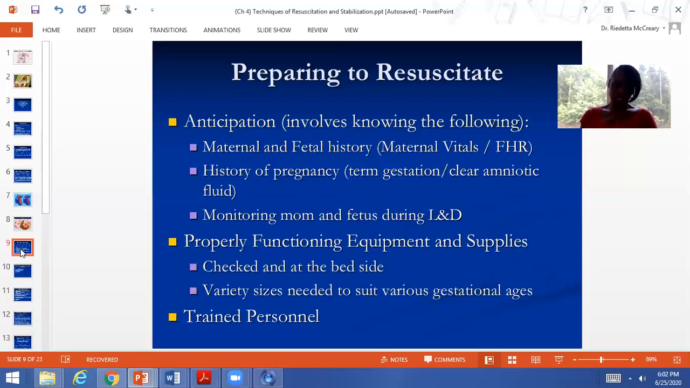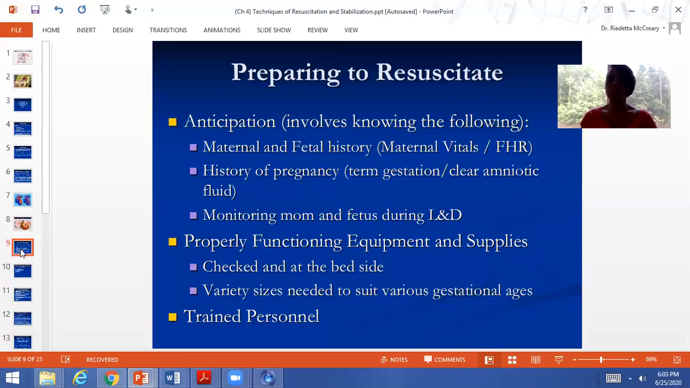Properly functioning equipment also deals with making sure you have a variety of sizes. You may think that the baby is a preemie, and by the time they get the baby out and hand them to you, you're like, man, this baby's been here for a minute. So if you were preparing with just preemie sized equipment and then the baby comes out bigger than you expected, now you're scrambling to get the appropriate sized material. So have varied sizes because you just never know.